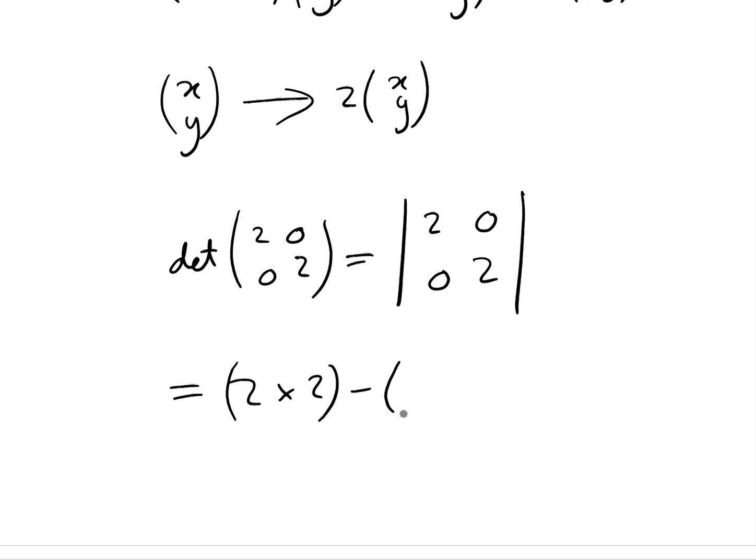multiplied together. So subtract 0 times 0. Well, 2 times 2, of course, is just 4. And 0 times 0 is 0. So it's 4 minus 0, which is, of course, just 4. But hang on a minute.